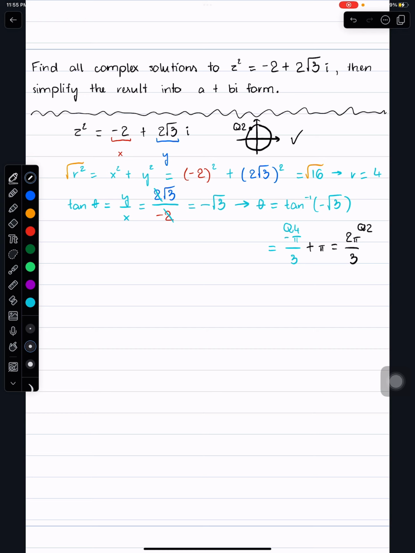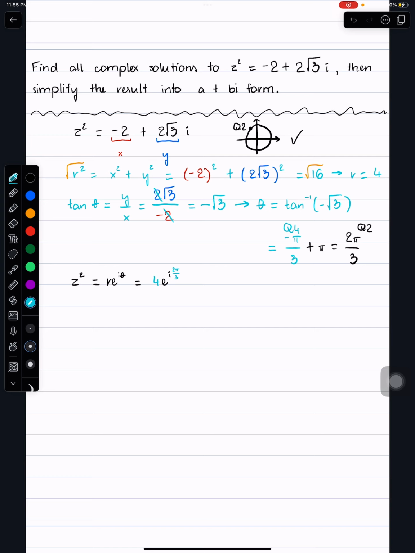After this, what you need to do is rewrite the right-hand side of the original problem. So z squared equals, instead of what we originally had, negative 2 plus 2 root 3i, now we're going to use the formula r e to the i theta, right? We know that r equals 4 from above. And then back to the formula, we have e to the i, and then the angle here, which we figured is 2 pi over 3, right? So 2 pi over 3, let me switch it to also cyan color.